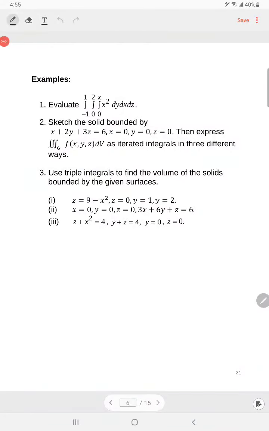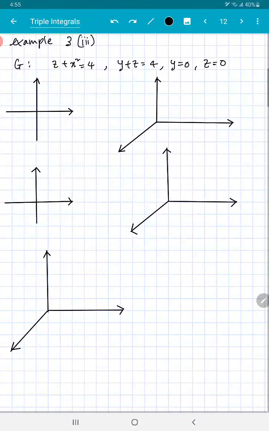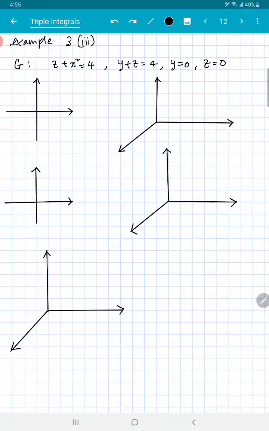Okay, let's proceed to the next example, which is example 3, item 3, where here we are given 1, 2, 3, 4 equations, and those are all the surfaces where your solid is bounded, and we are asked to find the volume by using the triple integrals. So here we have 1, 2, 3, 4 equations.